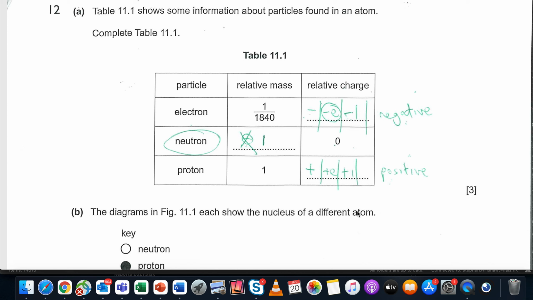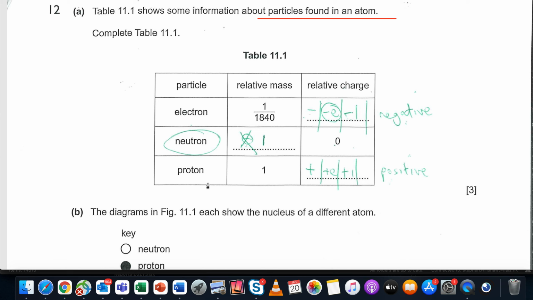Okay, and this is a nice sort of gentle end to the mock, but still one where people have a bit of trouble, so let's have a look. We're looking at the particles found in an atom. Notice here, we're not looking at our radiation particles. We're not looking at alpha, beta, gamma. We're looking at electrons, protons, and neutrons.